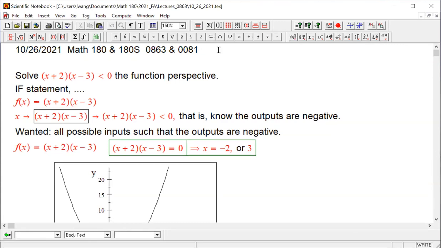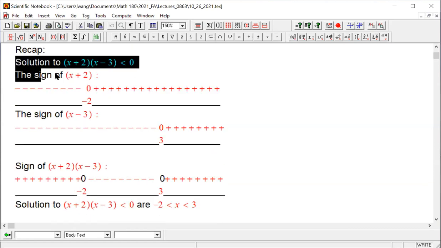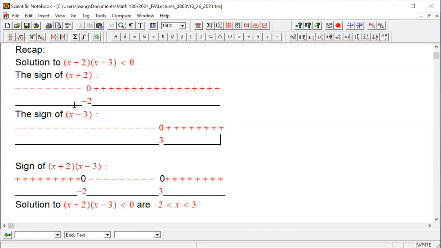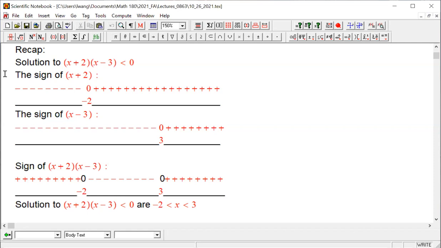So then I have all these pictures drawn and stuff like that. You say, well, how do I show my work, right? The way to show your work, yesterday, and this much is sufficient. If you use this method to observe sign, this much work is sufficient. You need to tell the reader that you're working the sign of x plus 2, the sign of x minus 3, and the sign of the product. And then you draw the conclusion that if this is true, then the solution will be that.